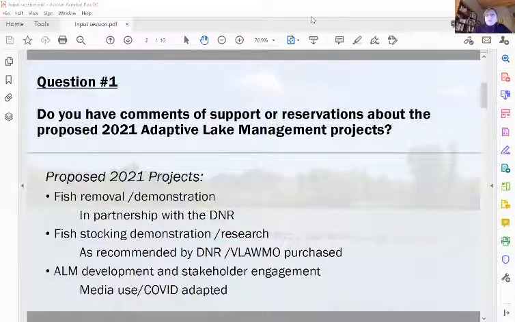So with that, I'm going to stop sharing my screen for a moment and look out to those that are participating and see if there are any questions. Again, please indicate your interest by raising your hand if you do have one.